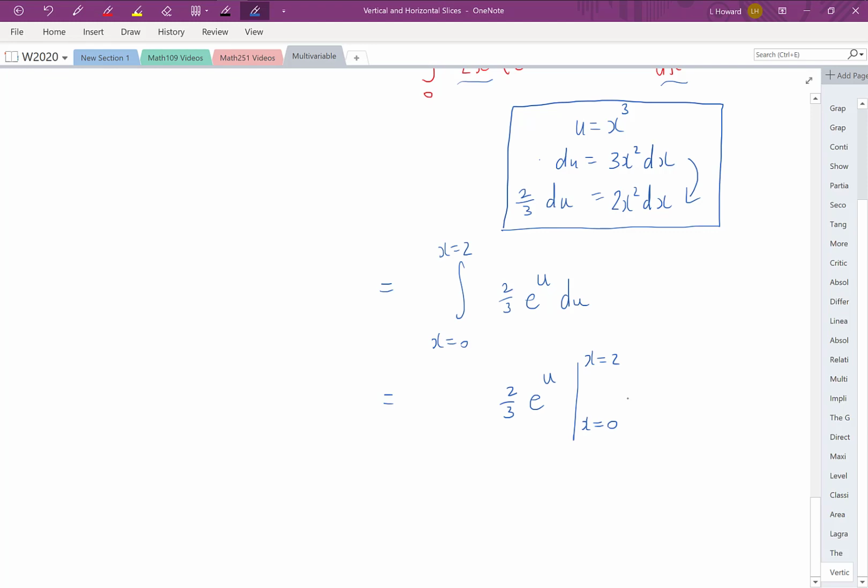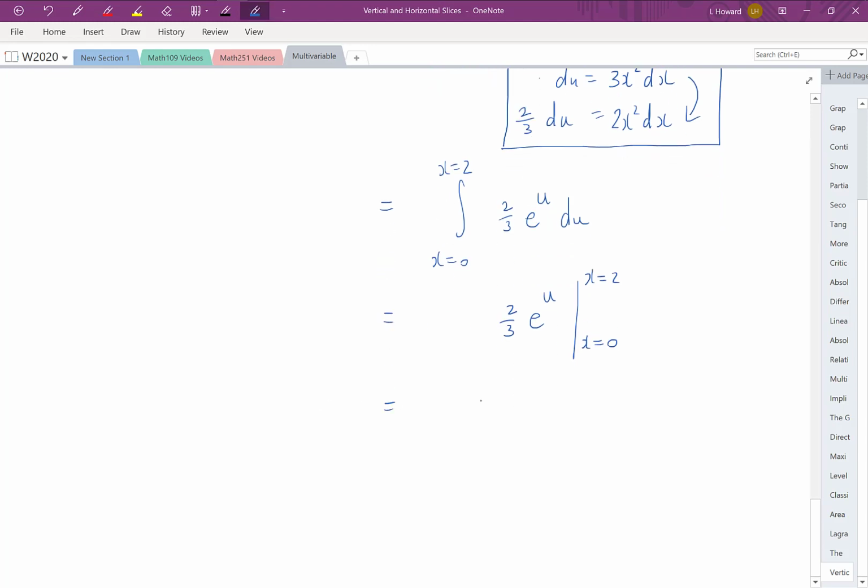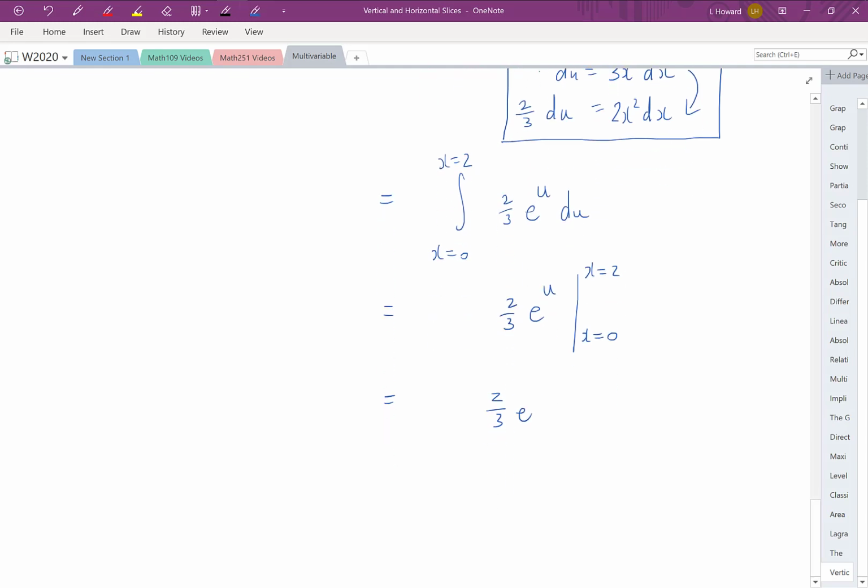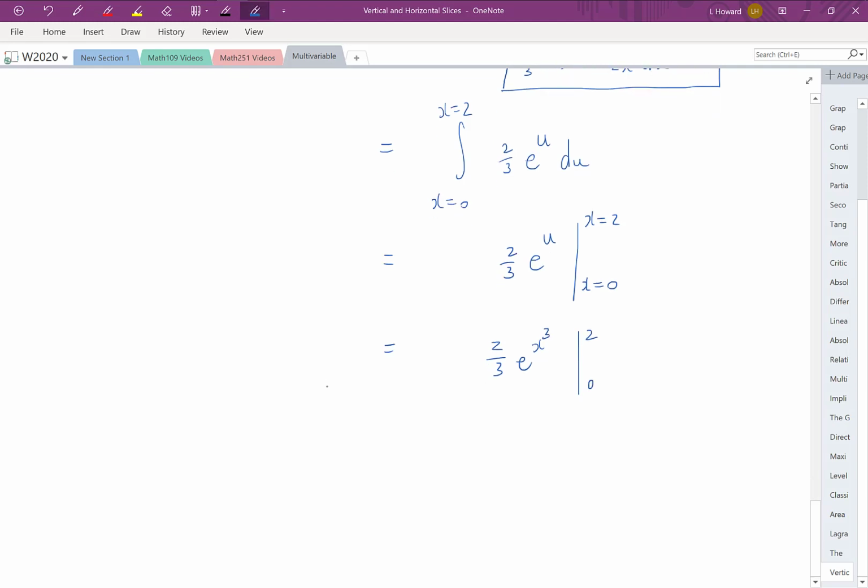So in order to evaluate, we need to get this back in terms of x. Remember that u was x cubed. So we get 2/3 e to the x cubed, and then we're just going to evaluate at 2 and at 0. Okay, so we can factor out that 2/3 because that's going to come up in both parts of our answer. Subbing in the 2, we'd have e to the 8. And then we're going to subtract off what we'd have at 0, while e to the 0 would be 1. So our answer is 2/3 times (e to the 8 minus 1).